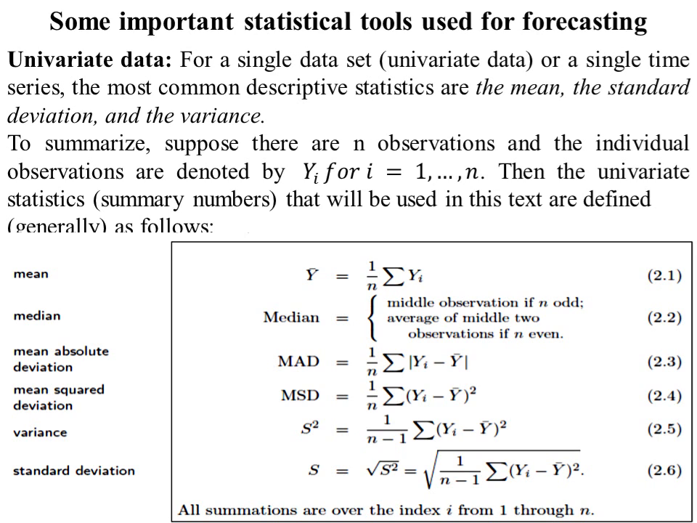Variance is the same as the mean squared deviation, but it is divided by n minus 1 because of a statistical purpose. And the standard deviation is the square root of the variance. All summations here are over the index i from 1 to n.